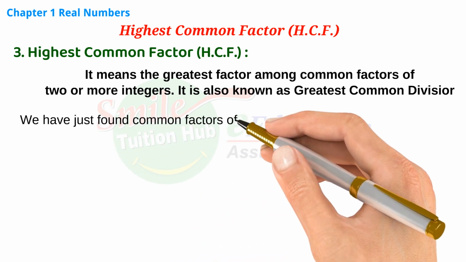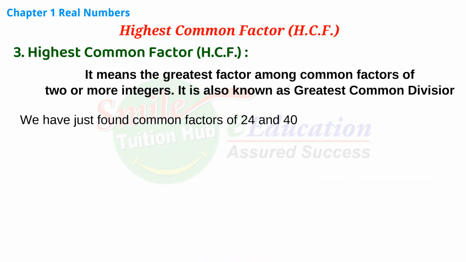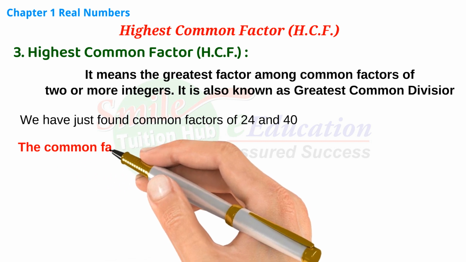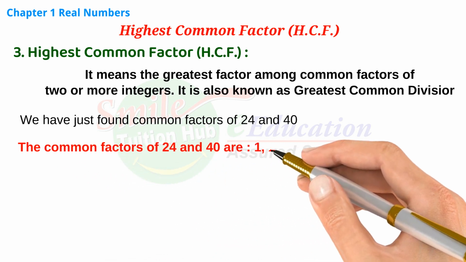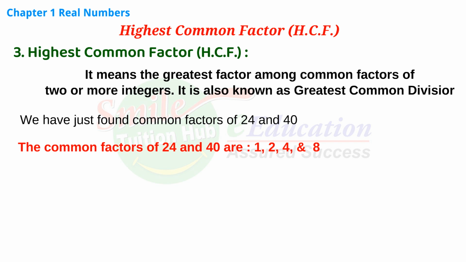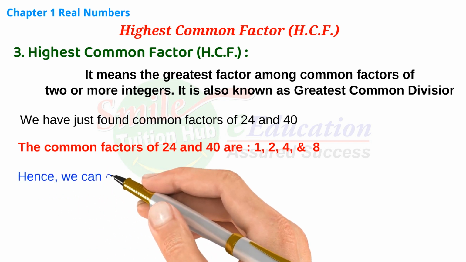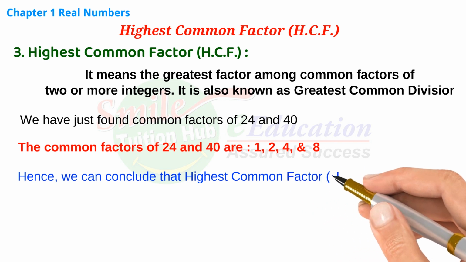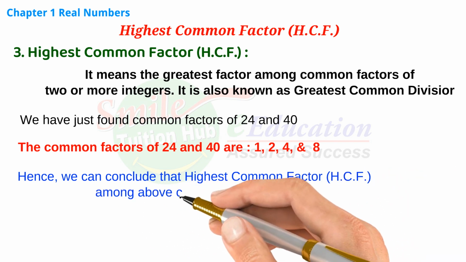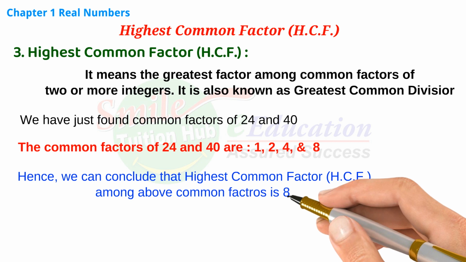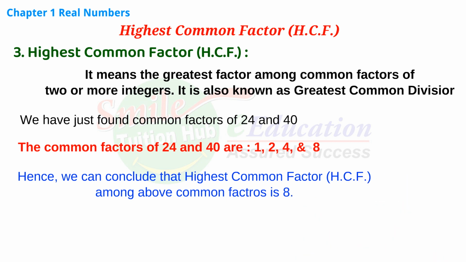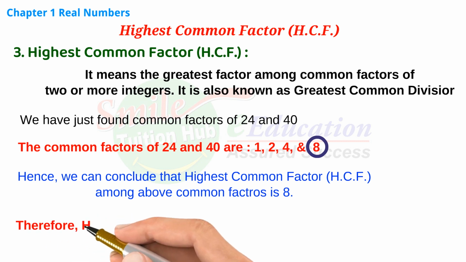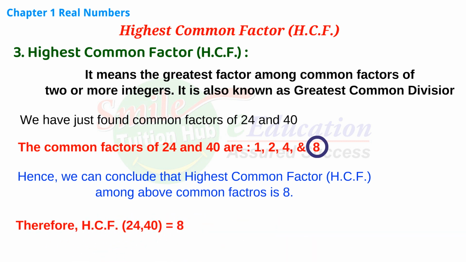We have just found the common factors of 24 and 40, which are written on your screen: 1, 2, 4 and 8. Now we have to decide which number is the greatest among these factors. You can see, 8 is the highest number. So we can say that 8 is the highest common factor. So HCF of 24 and 40 is equal to 8.